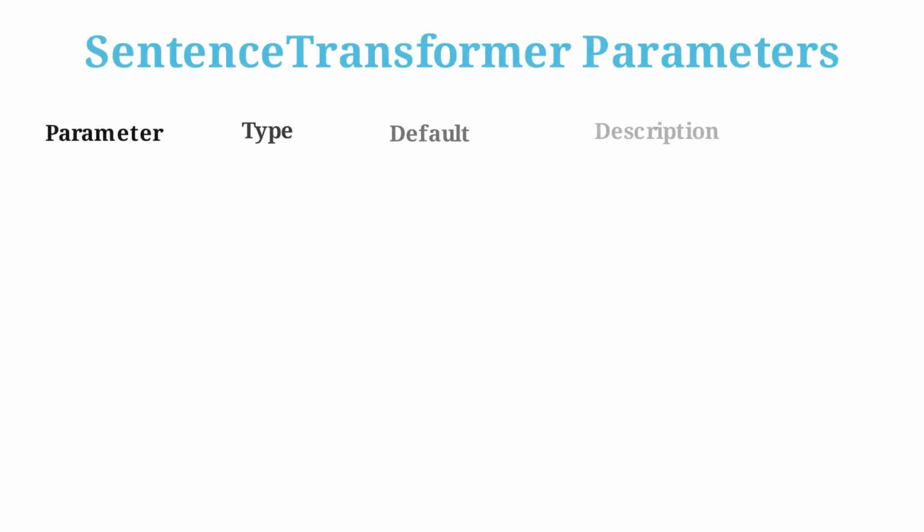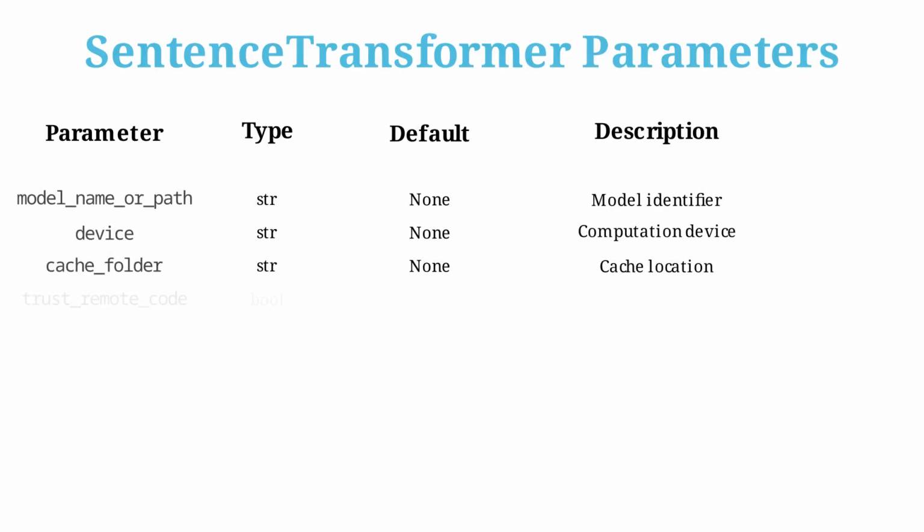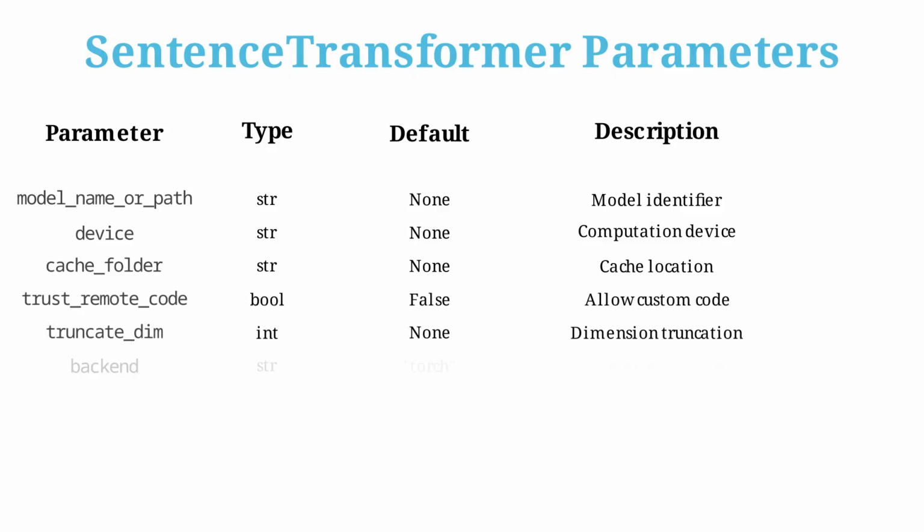This table shows all the advanced initialization parameters available. The model_name_or_path parameter determines which model to load. The device parameter lets you choose between CPU and GPU. cache_folder specifies where downloaded models are stored. trust_remote_code allows loading custom models. truncate_dim can reduce the output embedding dimensions for efficiency. And the backend parameter lets you choose between Torch, ONNX, or OpenVINO for different optimization strategies.